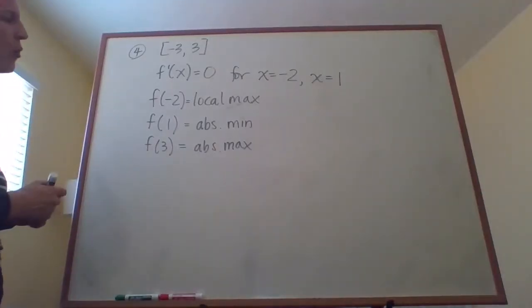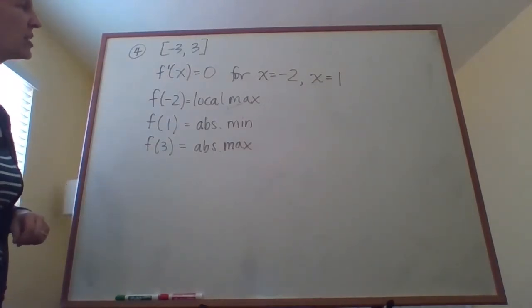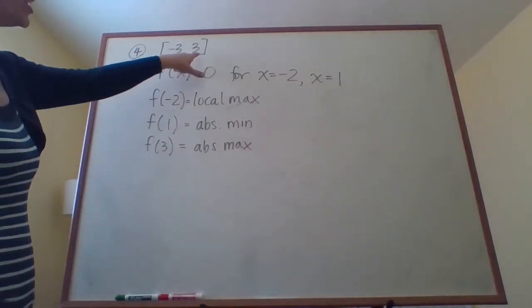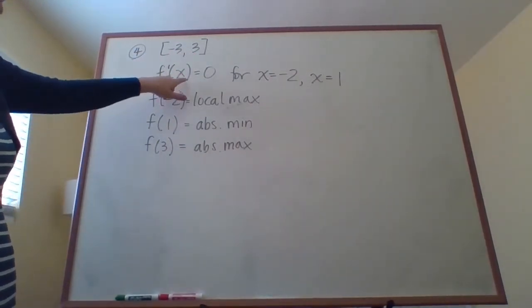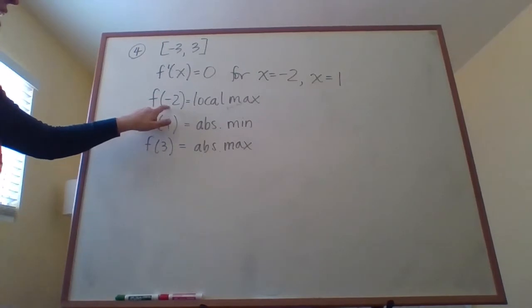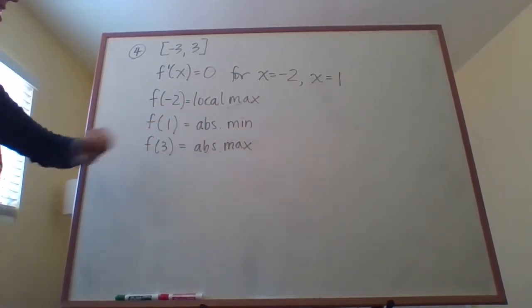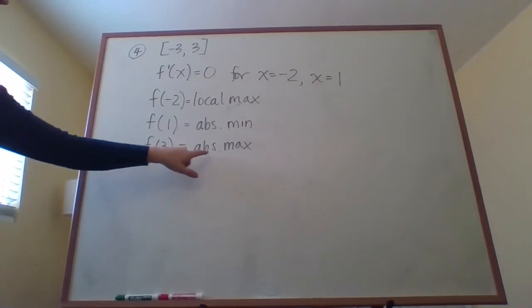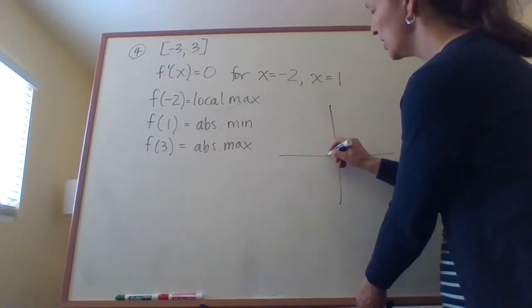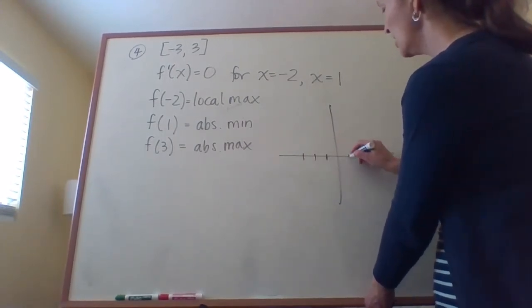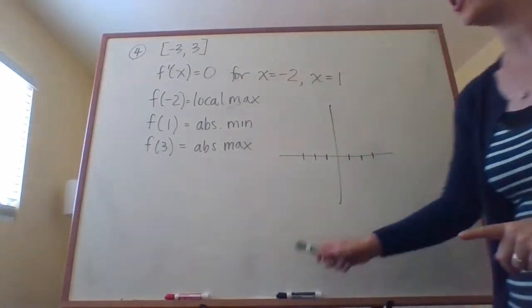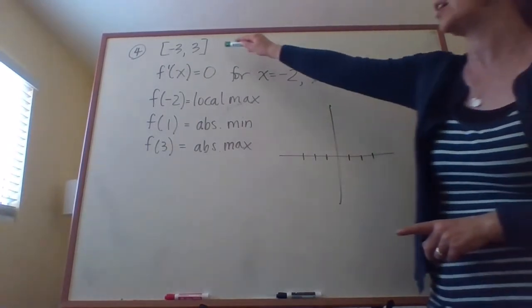All right, guys, here's number 4. Here I was asking you to graph a function given some information about it. So the first thing is that we're on an interval from negative 3 to 3. We have a continuous function. Okay, the derivative is 0 for x equals negative 2 and 1. When x is negative 2, that's a local max. F of 1 is an absolute min, and f of 3 is an absolute max. So here's what I was looking for with the graph. This is one possible example. So yours might not look exactly like this, but I did check to see that you were drawing me a continuous function and you went all the way from negative 3 to positive 3.